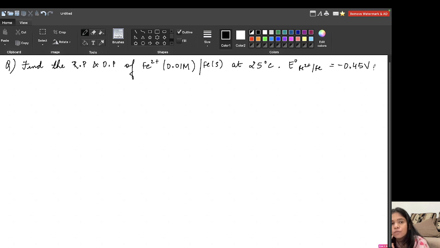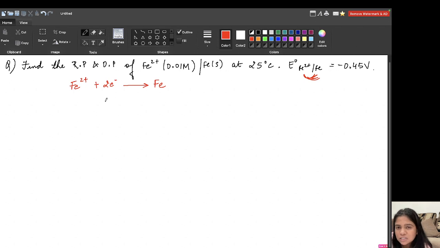So how do we find the reduction potential? We can find either the reduction potential or the oxidation potential and just reverse the sign. Since this is already given, let's find the reduction potential. For reduction potential, the reaction will be Fe2+ plus 2 electrons giving me Fe.